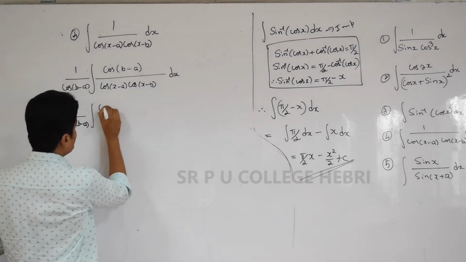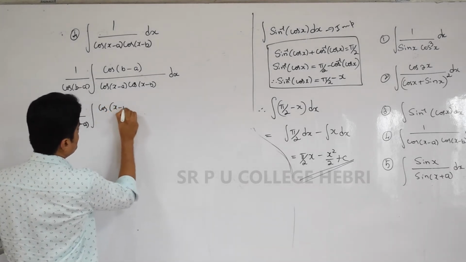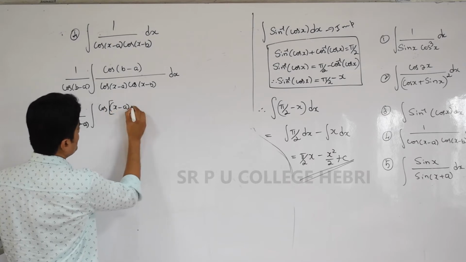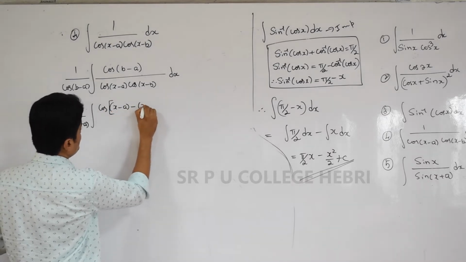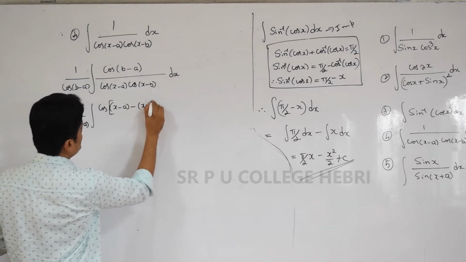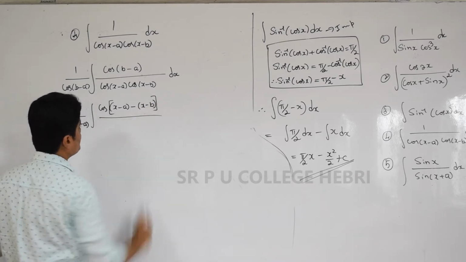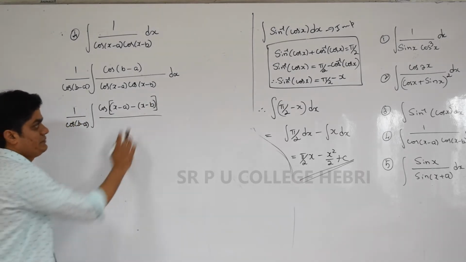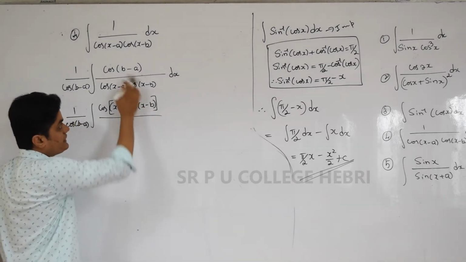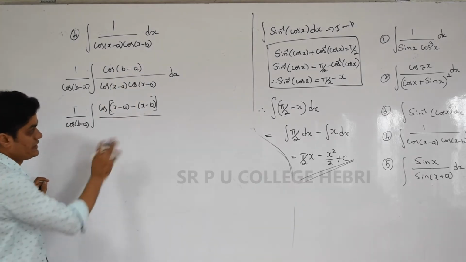In the numerator, you have to bring x minus a minus x minus b. Yes, what we decided is proper. Suppose minus b doesn't come, plus b doesn't come, then a minus b has to be written. Here it is not an issue.